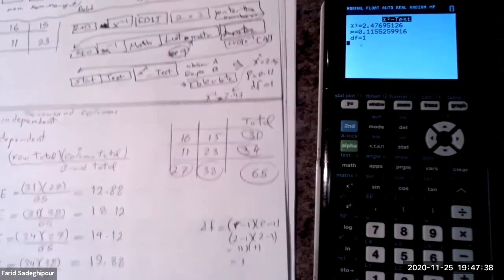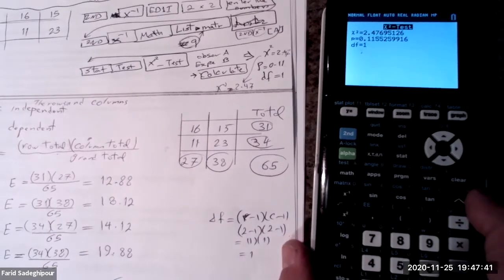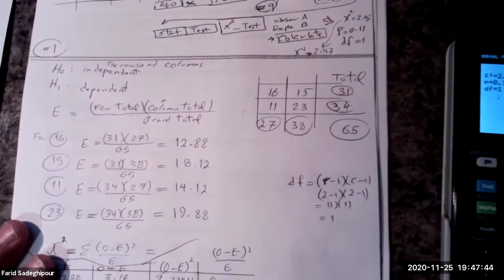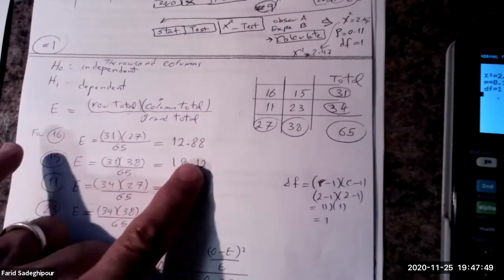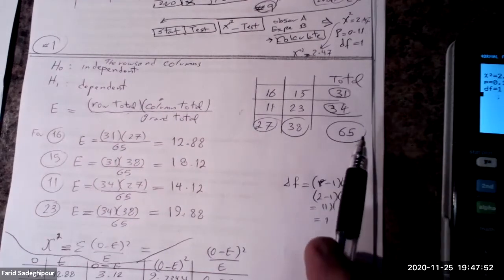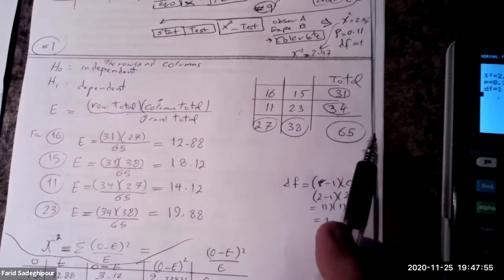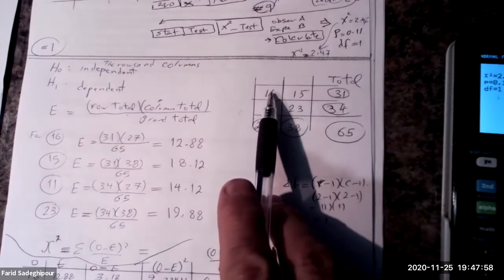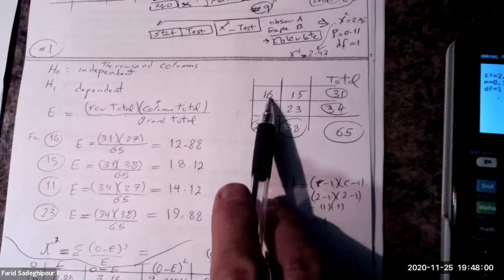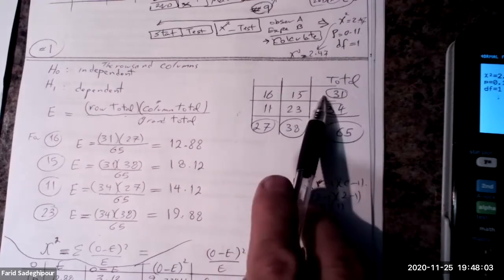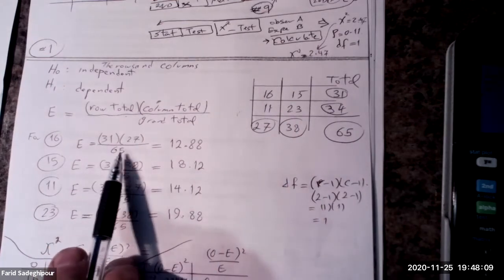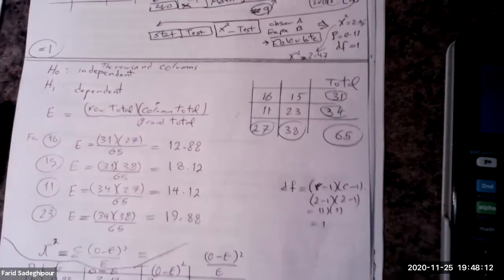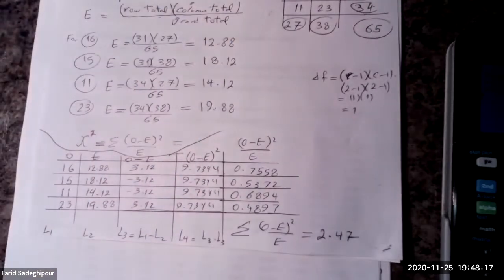All right. So now, see, if you want, I also show you the hand calculation. See the difference? If you want to do hand calculation, you have to calculate the E for each. Like for instance, how do I calculate for number 16? If you want to calculate the expected frequency for this, 16 is in this row, so it's 31, and it is in this column. So it's 31 times 27, grand total is 65, and so on. I'll show you in this example the difference of hand calculation versus that, okay?